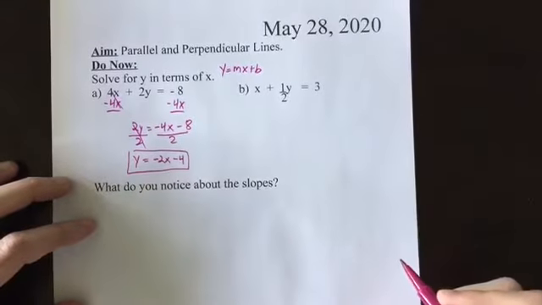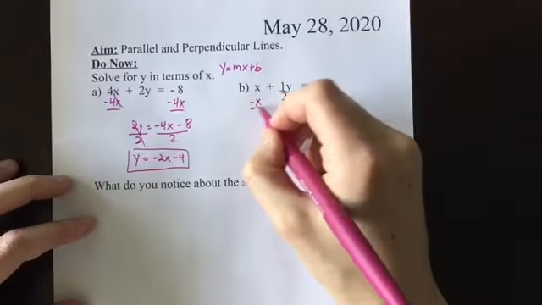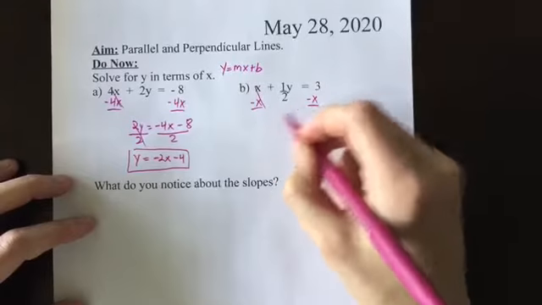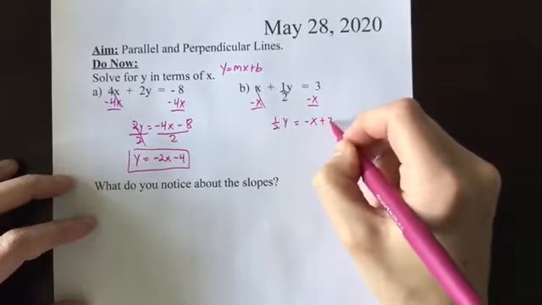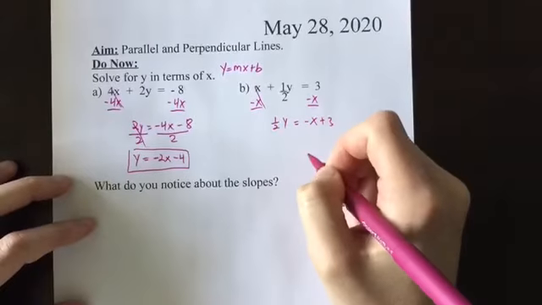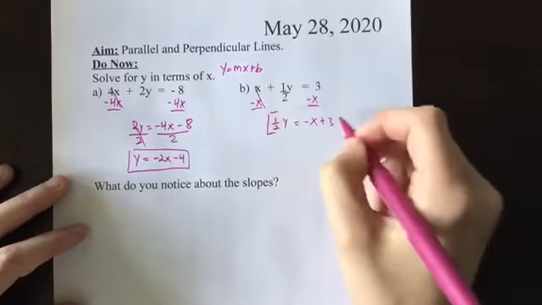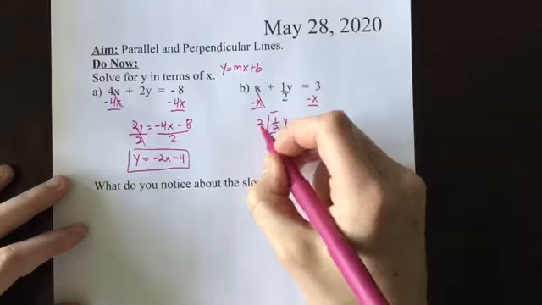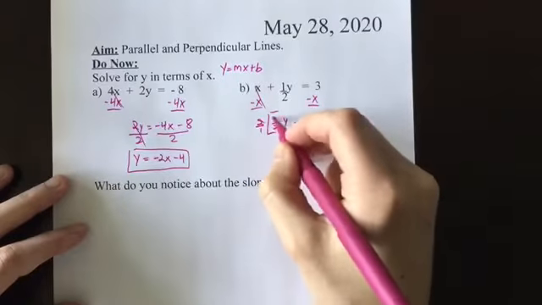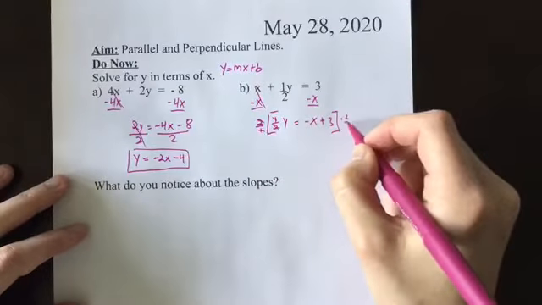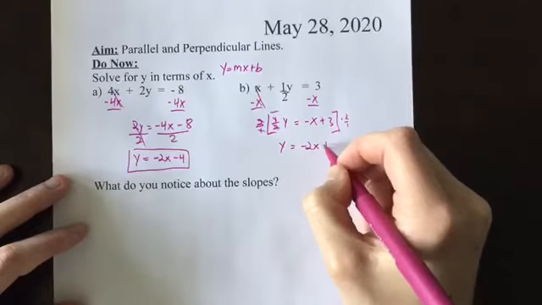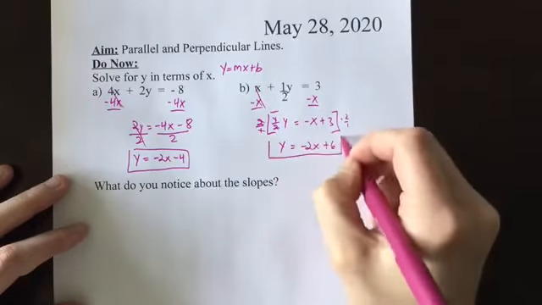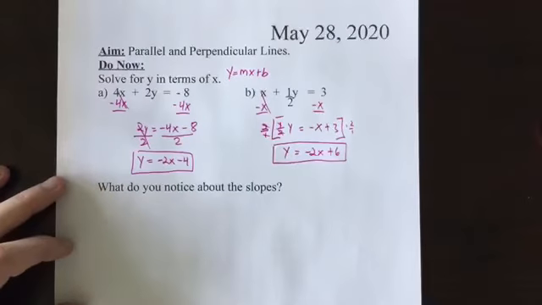On b, we'll subtract x from both sides. 1/2 y equals negative x plus 3. Now we have to eliminate that fractional coefficient. Remember, to eliminate the fractional coefficient, we're going to multiply by the reciprocal, which is 2, to both sides. So we have y equals negative 2x plus 6.